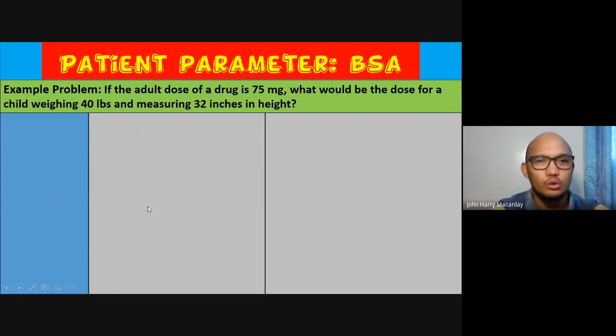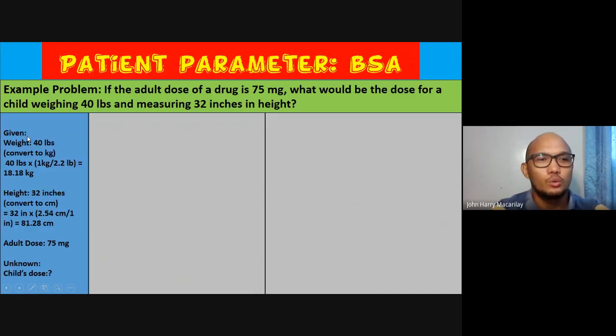Next problem. So if the adult dose of a drug is 75 milligram, what would be the dose for a child weighing 40 pounds and measuring 32 inches in height? So since the body surface area was not given, we have to identify the body surface area of this particular patient. For the given, the weight of the patient is in pounds, the height is in inches, and the adult dose is 75 milligram.